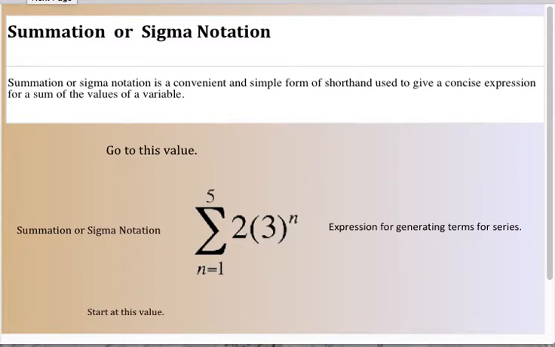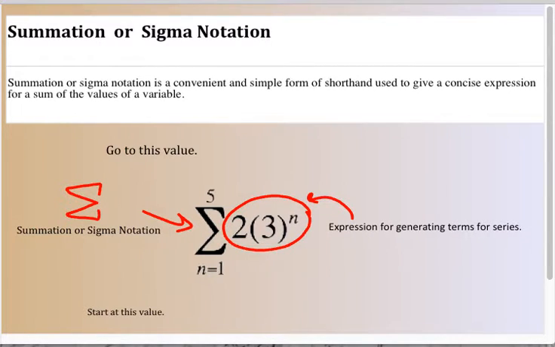It starts out with the summation or sigma notation. That's just this funky little looking E over here. That's your sigma notation. The expression part of it is right here. This is basically what you're going to be plugging in your numbers for N for to generate your terms. The value you start with is right here.